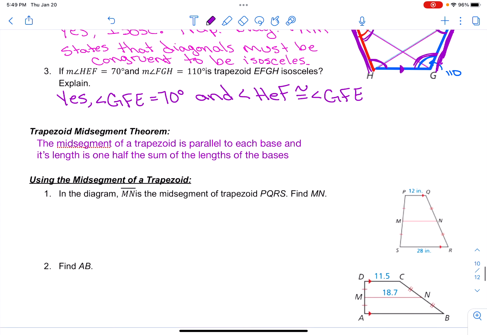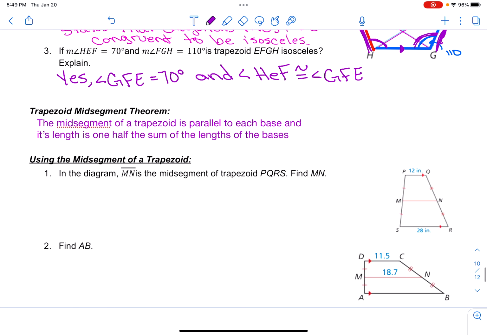And then our last thing to look at is this mid-segment concept. So this mid-segment, I told you it would come back in kind of after those definitions up top. So now we actually have the theorem. So this theorem states that the mid-segment of a trapezoid is parallel to each base, and its length is 1/2 the sum of the lengths of the bases.